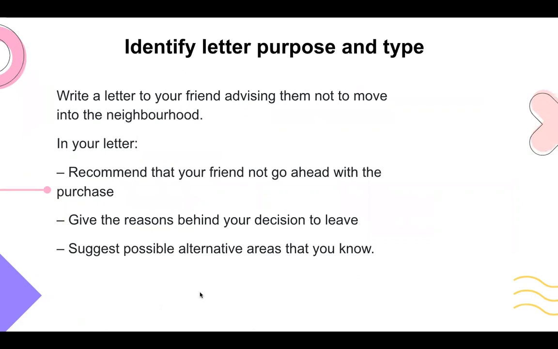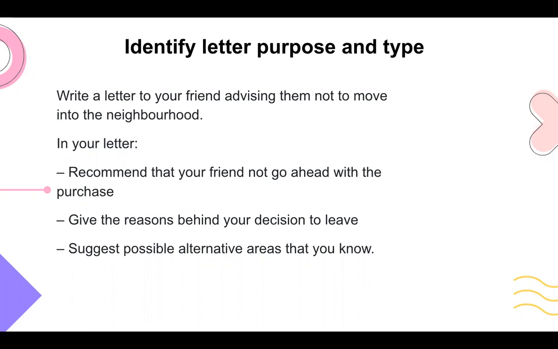So the first thing you have to do is identify the purpose of the letter and what type of letter it is based on who you're writing to. So if it says, here's an exercise for you to do: write a letter to your friend, advising them not to move into the neighborhood. In your letter, recommend that your friend not go ahead with the purchase, give the reasons behind your decision, and suggest possible alternative areas that you know. So your friend is going to purchase a house in a neighborhood, and you're trying to discourage them from buying that house because it's not a good neighborhood.